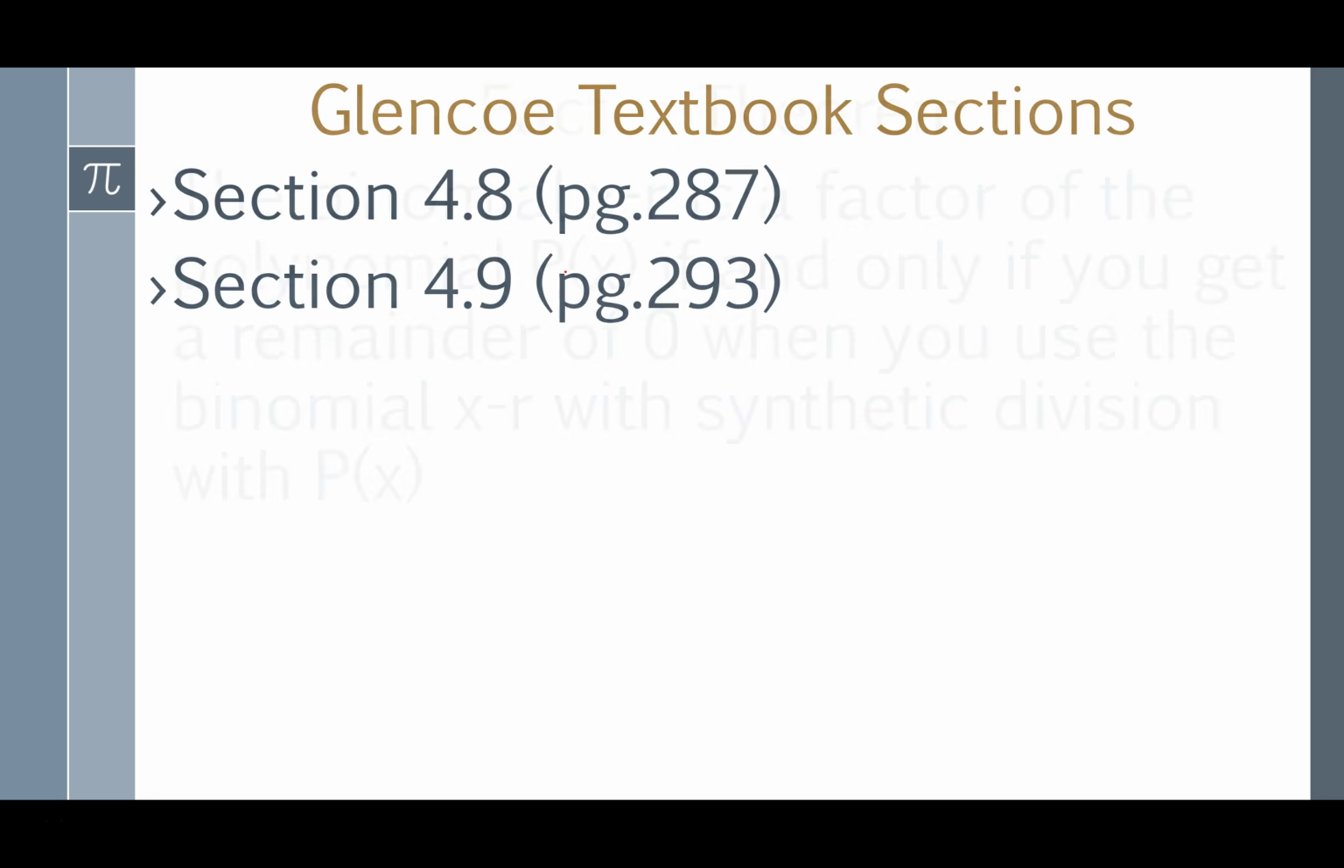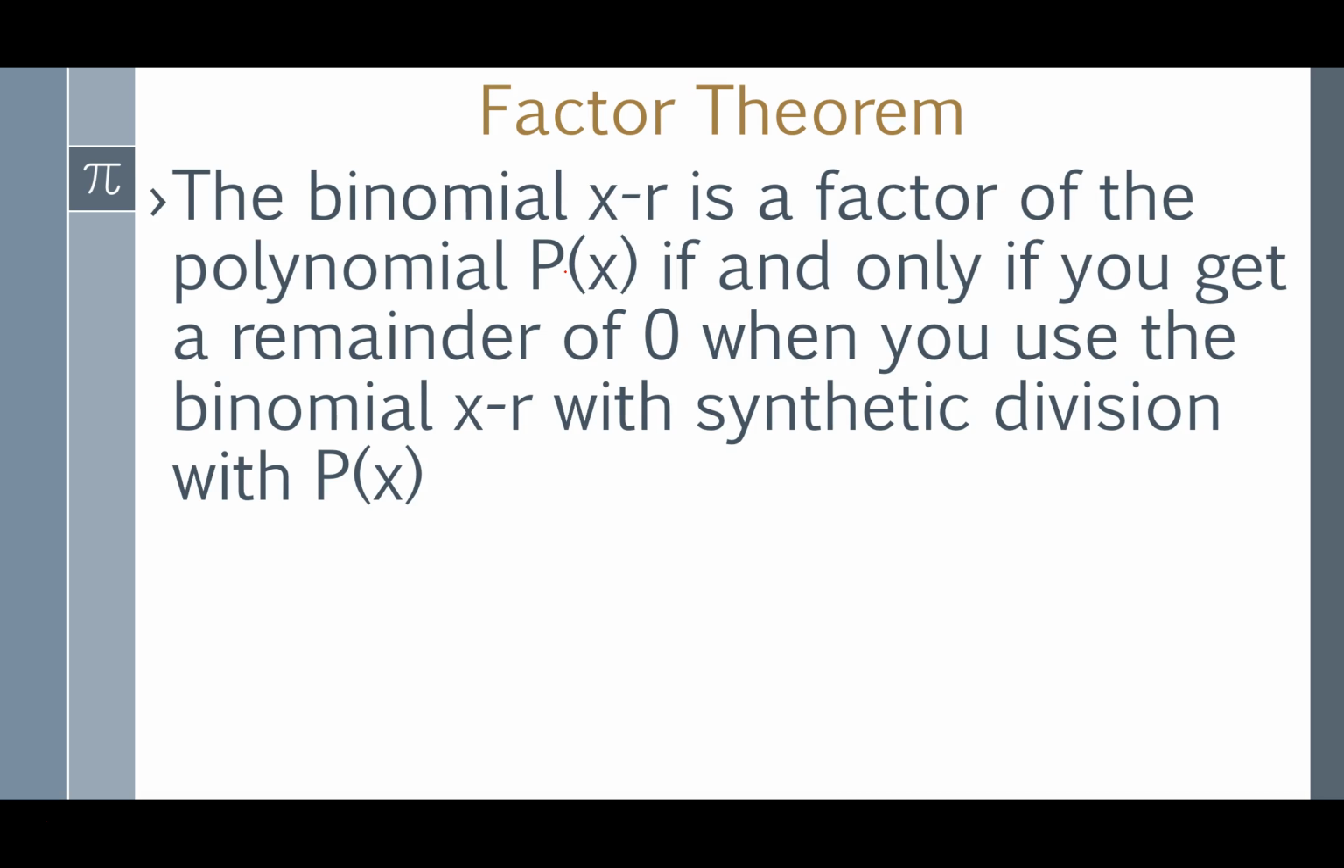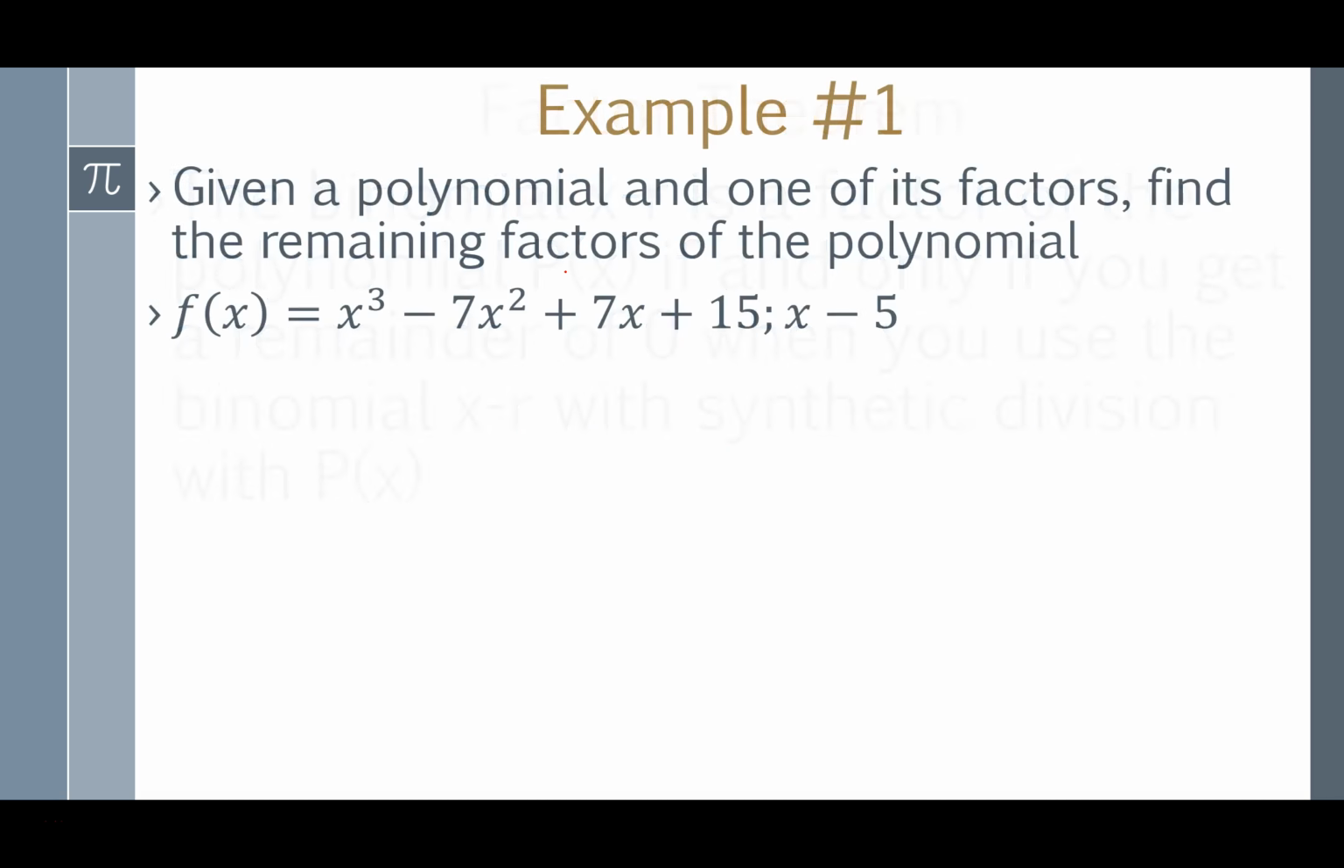287 and 293. So the factor theorem tells us that we have a binomial, x minus r, where r would be the solution. This would be a factor of the polynomial p of x, if and only if we get a remainder of 0 when we use the synthetic division with this binomial. So all those different times we did synthetic division, we were getting zeros for our remainders. That implied then that the binomial term was a factor. And then the resulting polynomial that comes from that after a remainder of 0 is something we can then factor further to find all solutions.